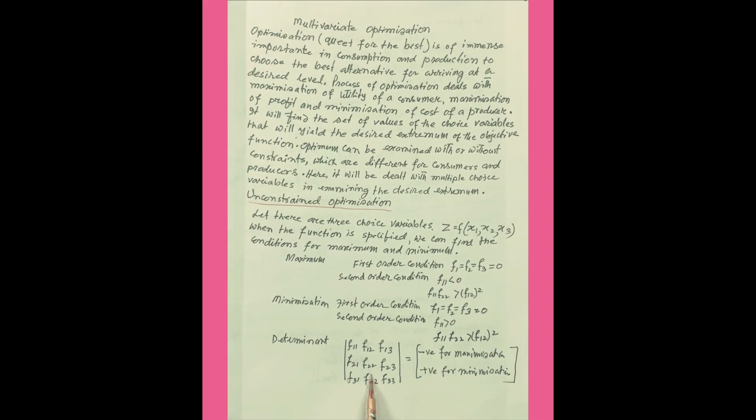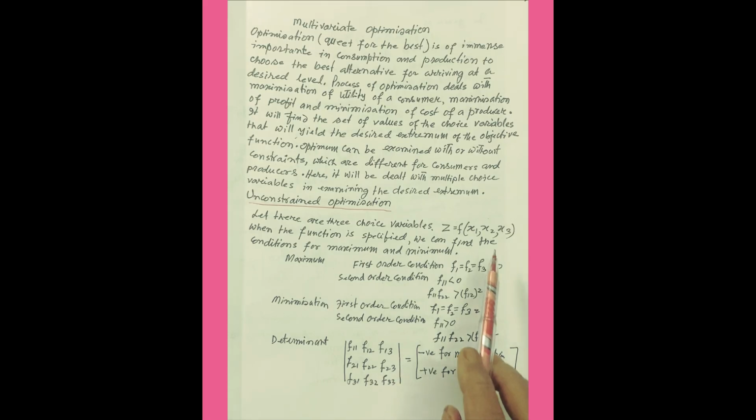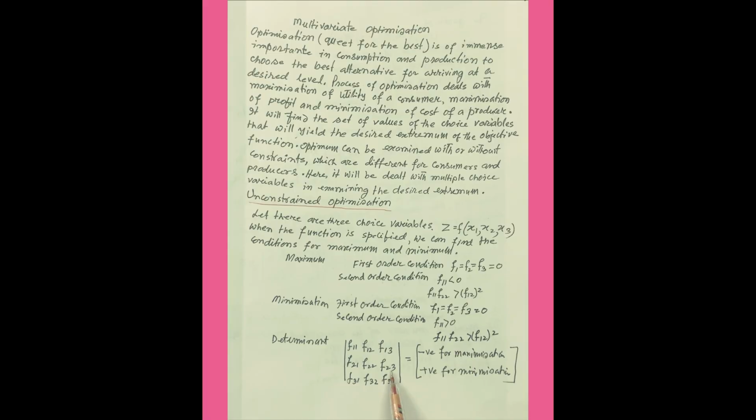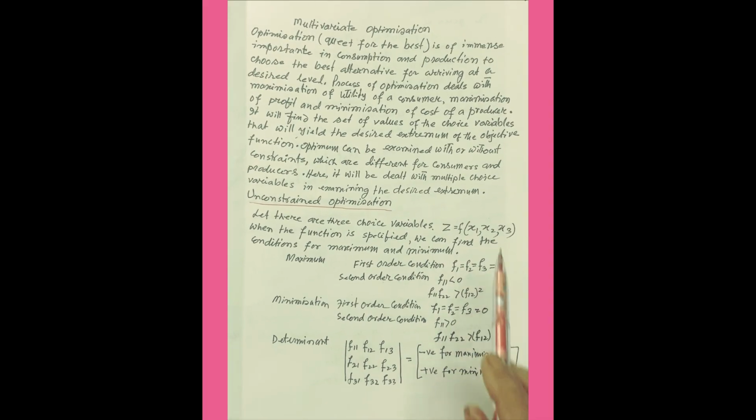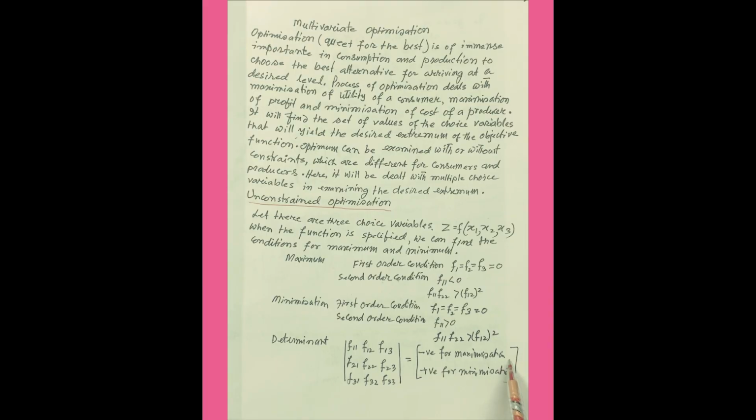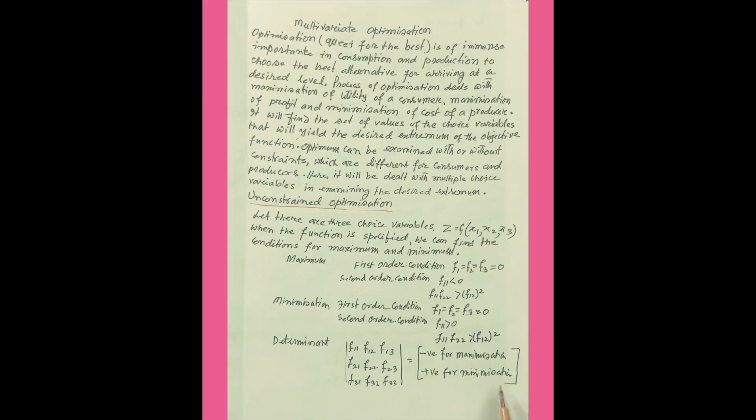Now this determinant: f11, f12, f13, because we have three variables, f21, f22, f23, f31, f32, f33. So if it is negative, it is a maximization problem. The function will be maximized. And if it is positive, it is minimization.